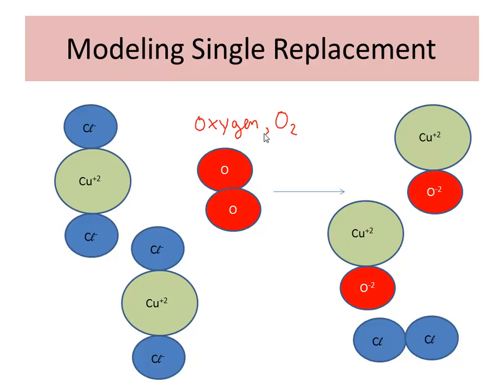Okay? You guys see that? How we have the copper going with the oxygen. We're left with the copper with the oxygen. And we're left over with the chlorine. I think I forgot to put a chlorine in there, but that's all right. We can add it in real quick.